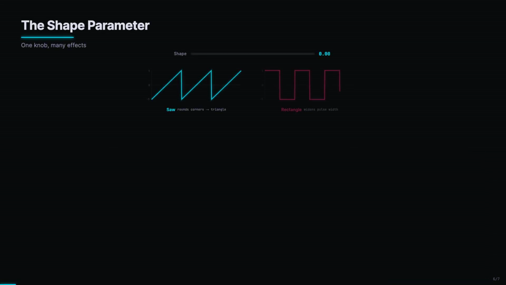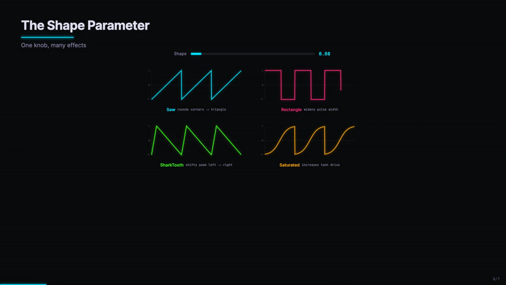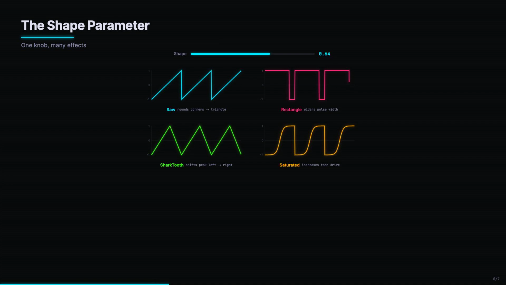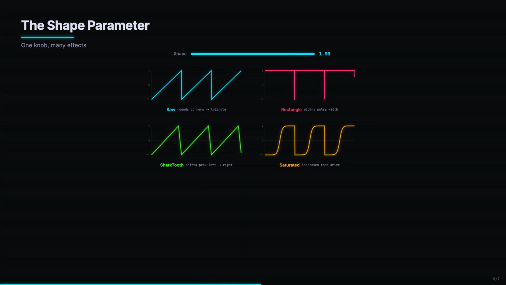Every waveform responds to the shape parameter differently. On a saw, it rounds the corners toward a triangle. On a rectangle, it widens the pulse. On Sharktooth, it shifts the peak from left to right, and on saturated, it drives the signal harder into the tanh curve. One parameter, completely different behavior depending on context.